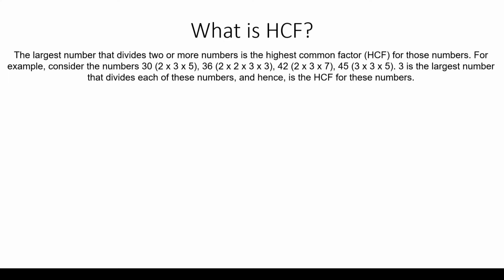For example, consider the numbers 30, which we break further to 2 into 3 into 5, 36, 2 into 2 into 3 into 3, 42, 2 into 3 into 7, and 45, which we break further to 3 into 3 into 5. In these numbers, 3 is the largest number that divides each of these numbers, and hence is the HCF of these numbers.